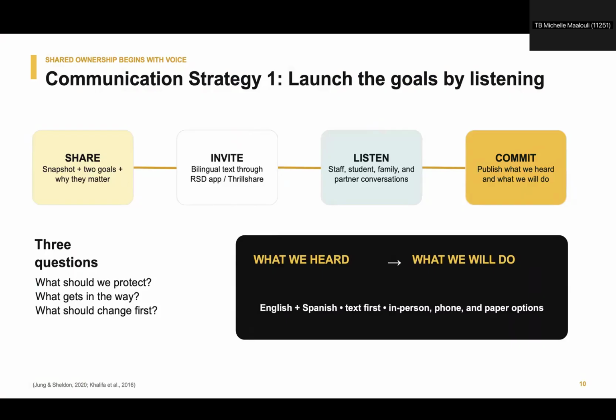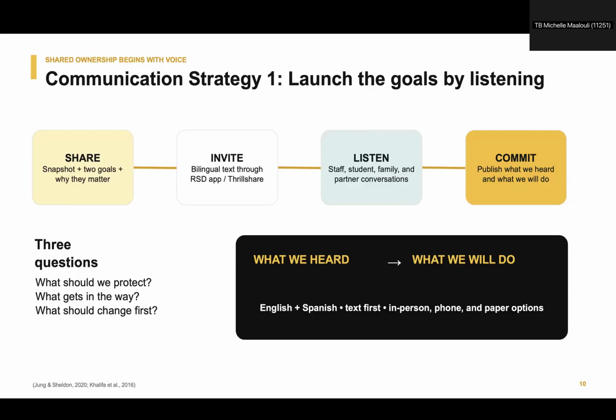Staff will discuss the goals during our opening work. Students will explore them in age-appropriate ways in homerooms and advisory. Families will receive a brief English and Spanish text through the RSD app and the Trio Share. They will be able to respond by text, phone, paper, or in person. The leadership team will summarize the major themes and publish a simple response titled, What We Heard and What We Would Do. That closes the first feedback loop and demonstrates that we're not asking for input simply to say that we asked.